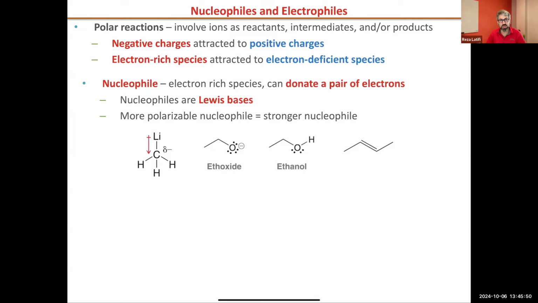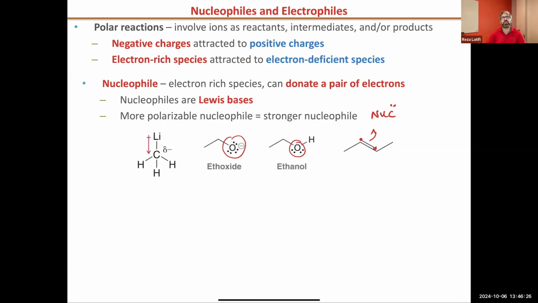Any of these species, for example carbon, oxygen, or this oxygen, and also a double bond or triple bond, do have some electrons that they can share with particles with positive charges. And we call them nucleophiles. So from now on, I'm going to say nucleophile. It will be NUC, and I put 2 dots on the top. That means this is the species that will attack a particle with a positive charge. It says more polarized nucleophile, stronger nucleophile.